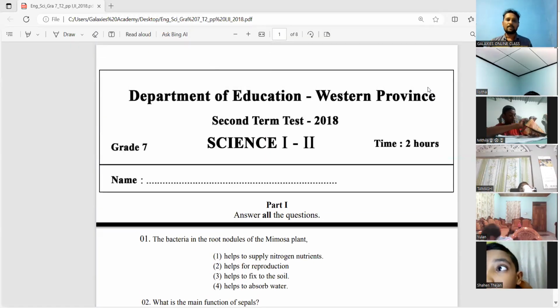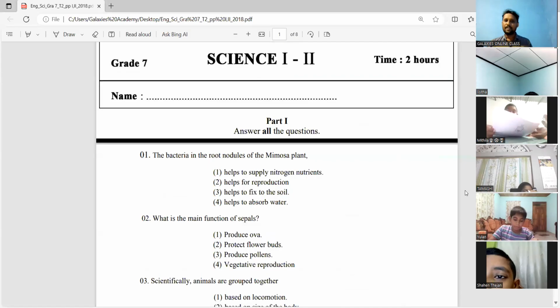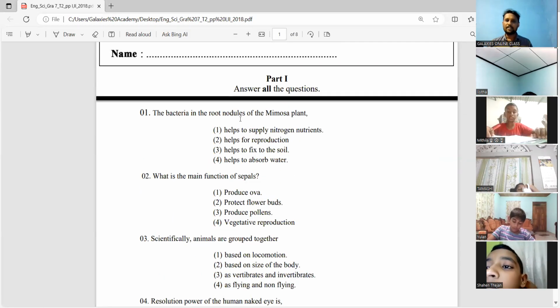Right, now look at the answers for the first part of the 2018 second term test paper of Western Province. Look at the first part, first question. There are 20 questions in the first part.